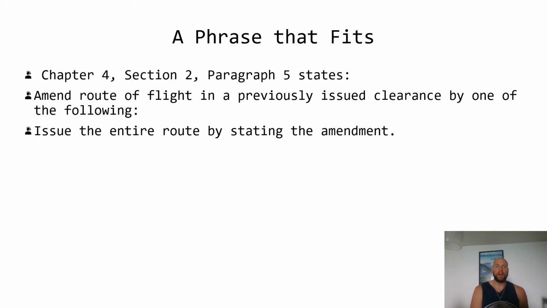Great job so far. A phrase that fits. Chapter 4, Section 2, Paragraph 5 states, amend the route of flight in a previously issued clearance by one of the following. Here is one of our last examples: issue the entire route by stating the amendment. So basically, you are just going to introduce the new route segment to the aircrew, and they are going to fly it. You are not saying change route to read. You're not giving direct. Well, you'll be giving direct, but not quite that far down the way. So, with that being said, let's see what that looks like. I'll see you at the next slide.